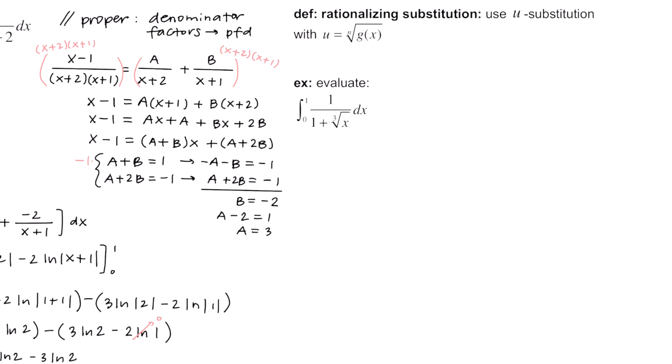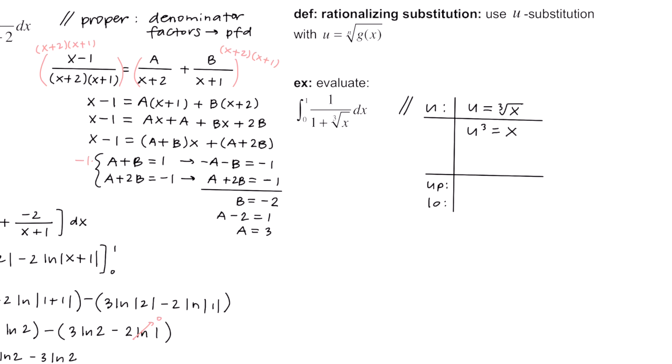It's where you use u substitution, and then you're going to let u equal the radical of the function. This example says to evaluate the integral from 0 to 1 of 1 over 1 plus the cube root of x dx. So by this definition, we're going to let u equal the radical expression. So for this problem, u is going to be equal to the cube root of x. Next, we're going to take this expression and isolate the x. To do so, we're going to cube both sides. So we get u cubed equals x.